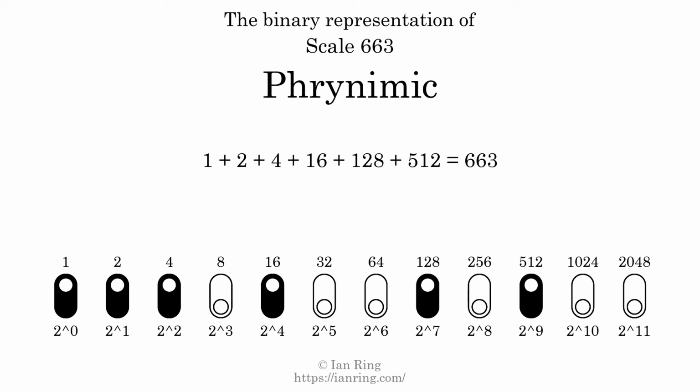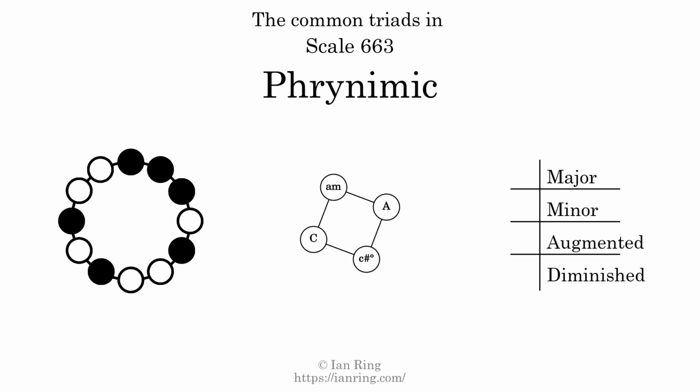The scale number not only enumerates the scale with a unique index, but it also literally describes the tonal content of the scale. Represented as a binary number in base 2, the scale number is 001010010111. Here are the common triads present in this scale.